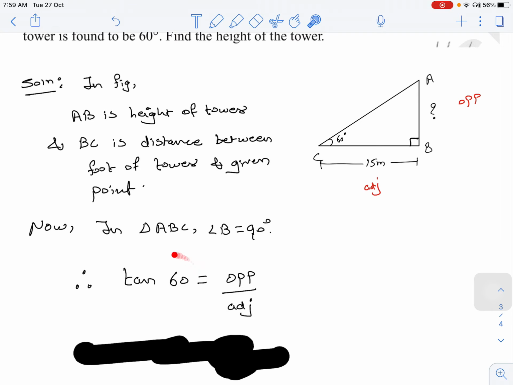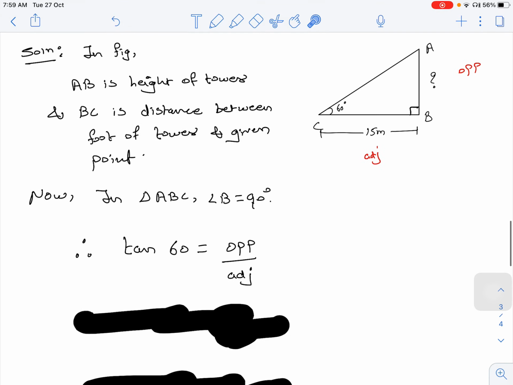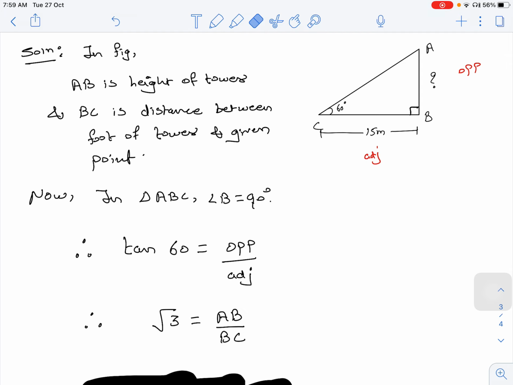We know that tan 60 equals opposite upon adjacent. Remember why we took tan 60? Because the sides are opposite and adjacent. If we were supposed to find this other angle, then it would have been different. We know the value of tan 60. What is the value of tan 60? It is root 3, which we have written here. The opposite side is AB and the adjacent side is BC, so we have written that here.